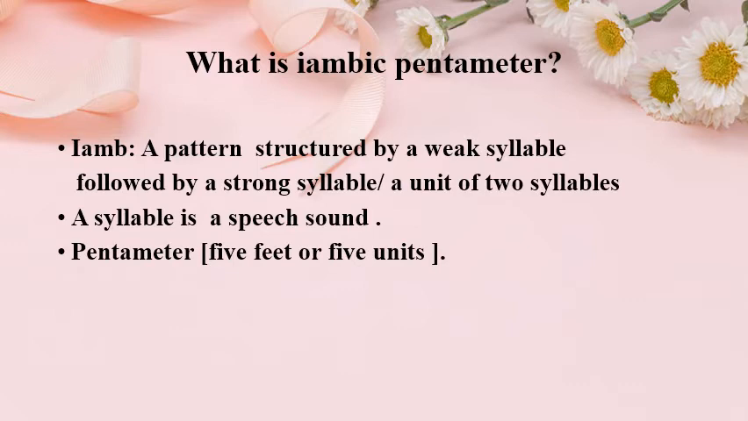And when this metrical pattern, this unit of two syllables, a weak followed by a strong syllable, appears in a line of poetry in 5 units, when there are 5 such iambs, then it is called pentameter. So that's how iambic pentameter lines are framed. And blank verse is generally written in iambic pentameter.